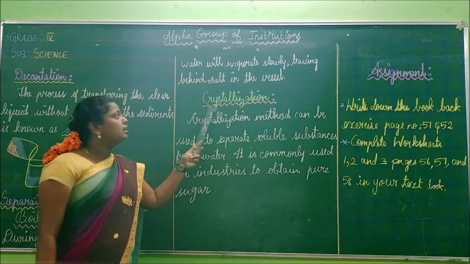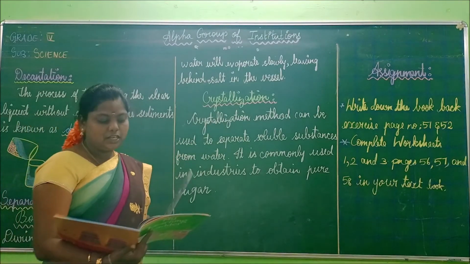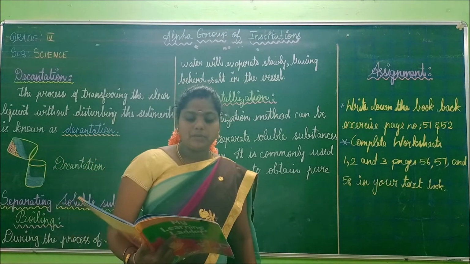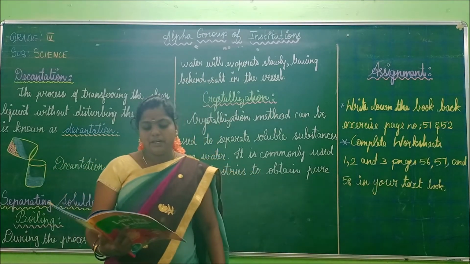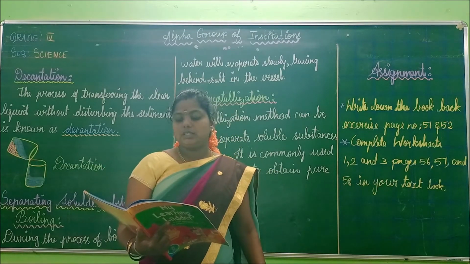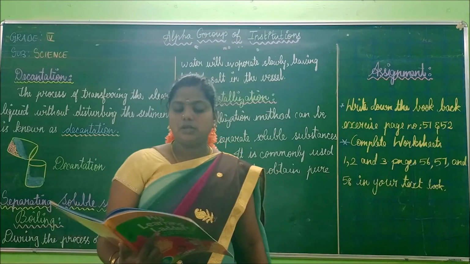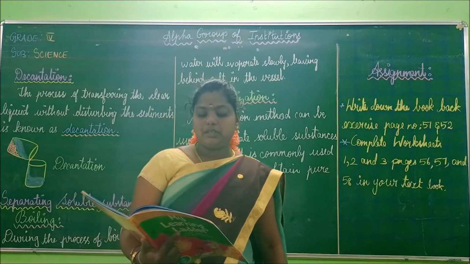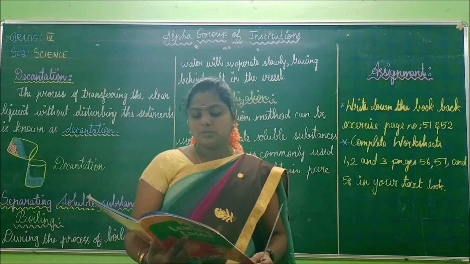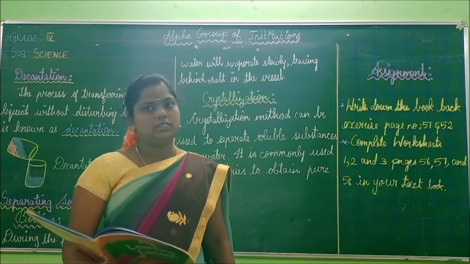The next one is crystallization. What is the next one, children? Crystallization. Here, the crystallization method can be used to separate soluble substances from water. It is commonly used in industries to obtain pure sugar. Take a solution of sugar water. In the first step of crystallization, the solution is passed through a filter paper to remove the insoluble substances.